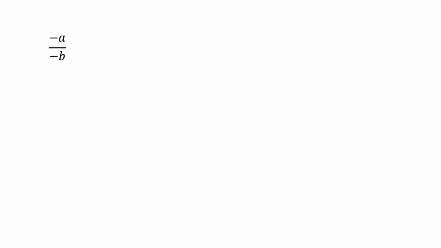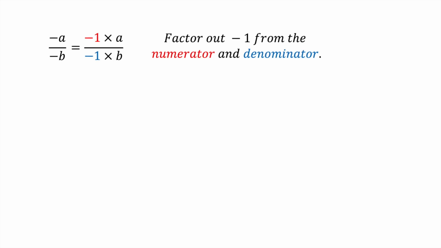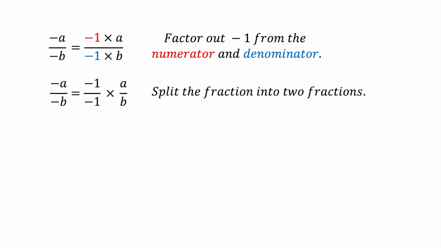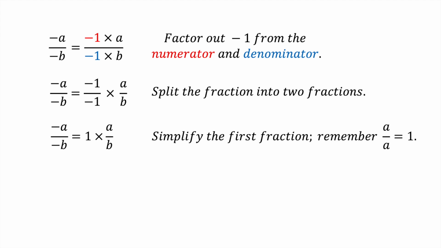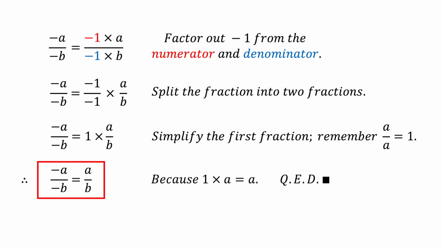We begin with the quotient -a divided by -b. We can rewrite the quotient by factoring out -1 from both the numerator and the denominator. Next, we split the single fraction into two fractions. Having shown that -1 divided by -1 equals 1, the right-hand side becomes 1 times a divided by b. And since multiplying by 1 has no effect, it can be cancelled and the quotient on the left-hand side equals the quotient on the right-hand side, which shows us that -a divided by -b equals a divided by b.